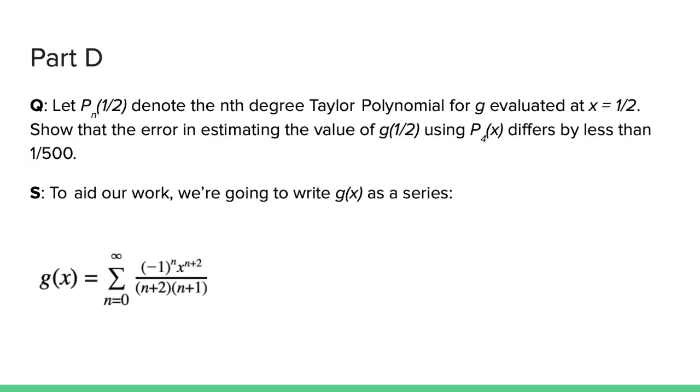Finally, we have part D. Let P_n of half denote the nth degree Taylor polynomial for g evaluated at x equals half. Show that the error in estimating the value of g of 1/2 using the 4th degree Taylor polynomial differs by less than 1 over 500. To aid our work, we need to write g of x as a series. g of x is the sum from n equals 0 to infinity of (-1)^n times x to the n plus 2 divided by (n plus 2) times (n plus 1).